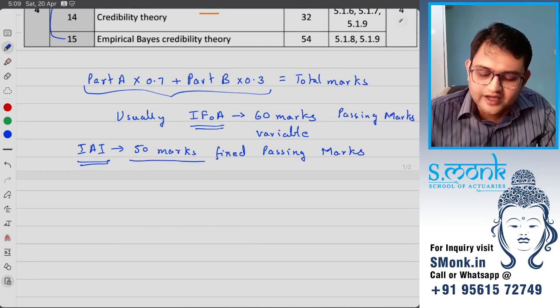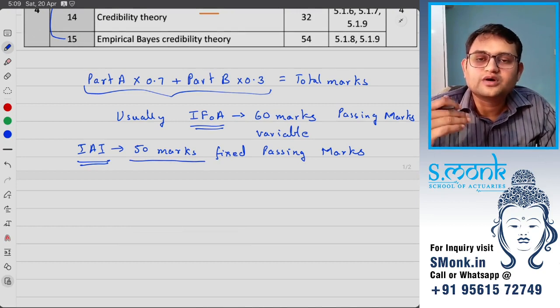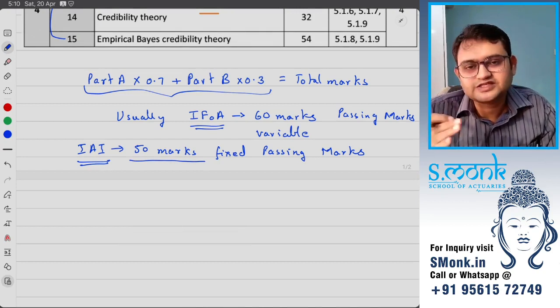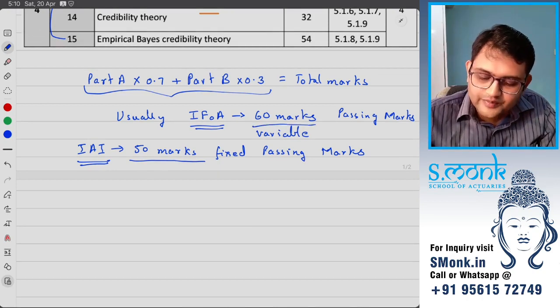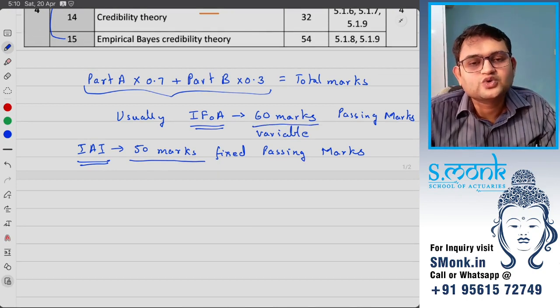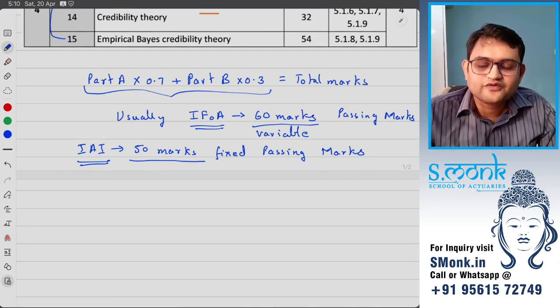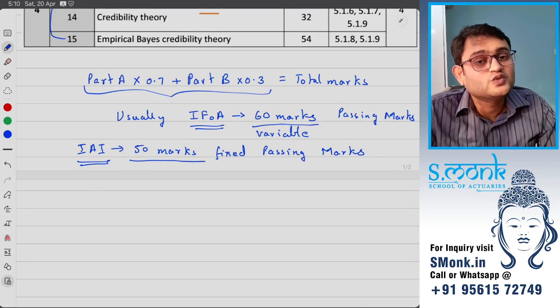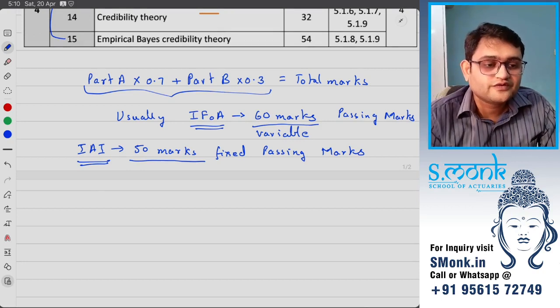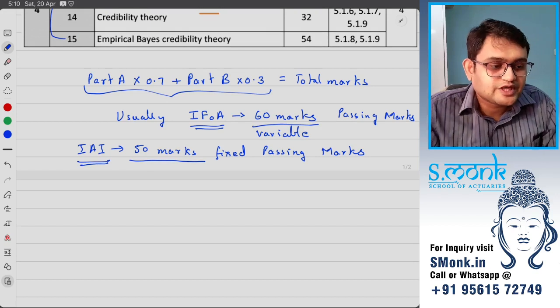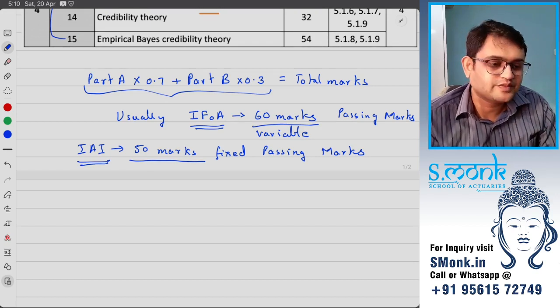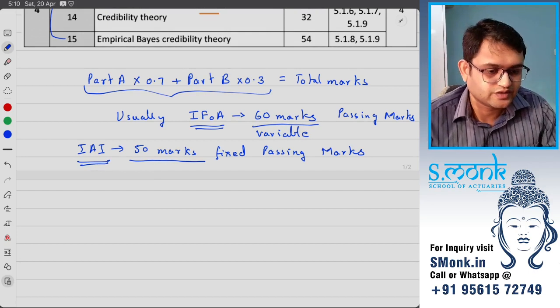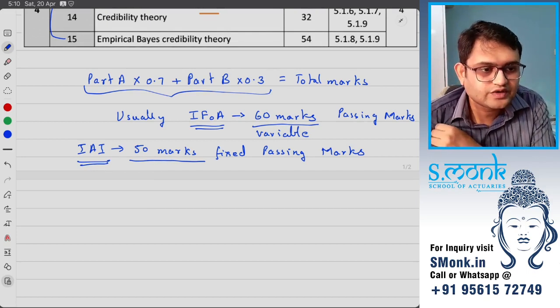Usually we say that the IAI paper is slightly more difficult and its passing mark is less. IFOA is comparatively easier and its passing mark goes around 60. So IFOA has a variable passing mark. It might be 52, 54, 56, 58, 60. It has been 62 as well. Depending on the level of the examination, they decide the passing mark.